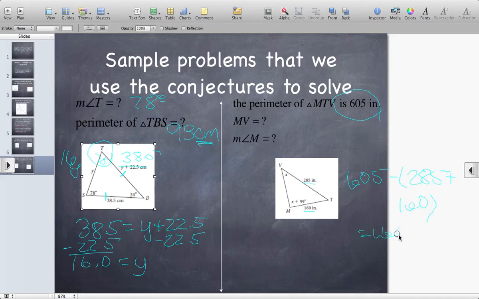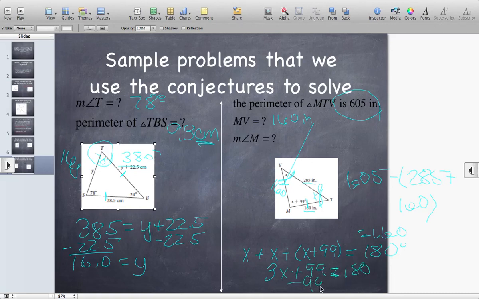As we expected, it is the same as one of the sides, and in this case, MV is equal to 160 inches. So the two congruent sides are here and here, which means angle X is congruent to angle V is congruent to angle T. So we don't have any numbers given to us, we have variables in all three terms, so let's do some algebra. X plus X plus X plus 99 is equal to 180 degrees, the sum of the three angles. So 3X plus 99 equals 180.